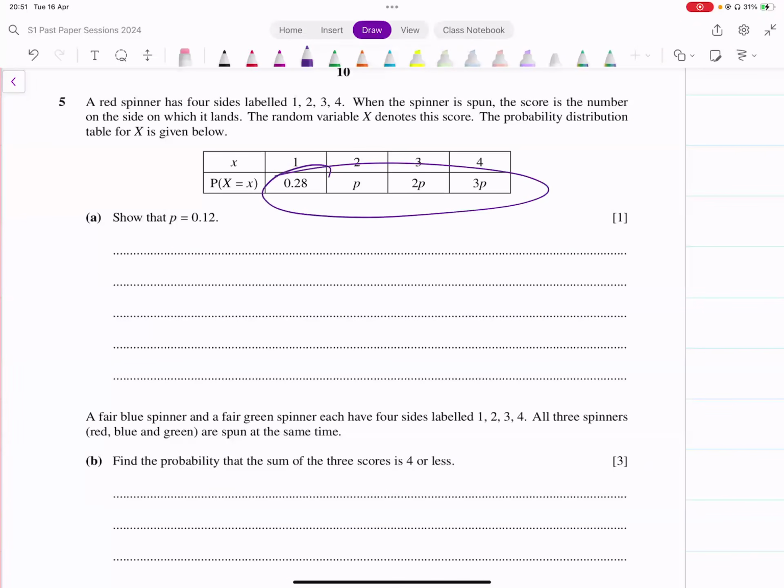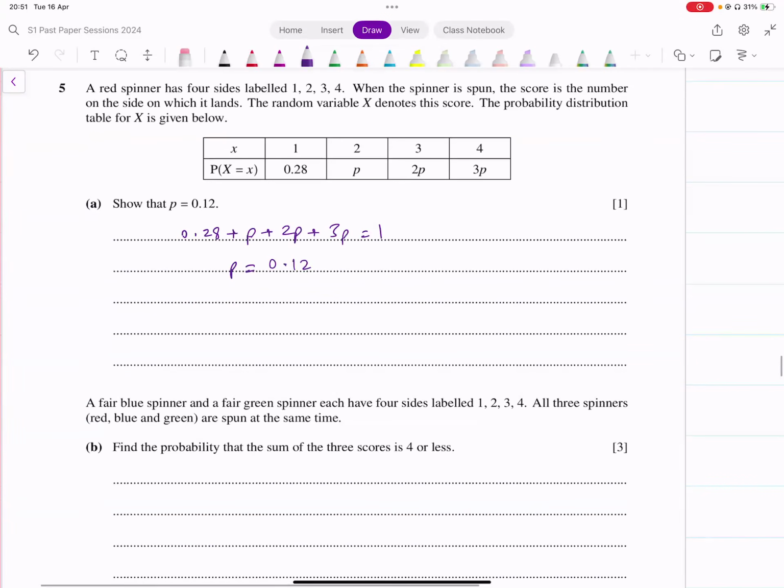Now, these are all probabilities. The sum of all probabilities has to be 1. So we say 0.28 plus p plus 2p plus 3p has to be equal to 1. You can find the value of p from this. 1 minus 0.28 divided by 6, that's 0.12. In fact, you have to find that. So p equals 0.12. That's the value of p.